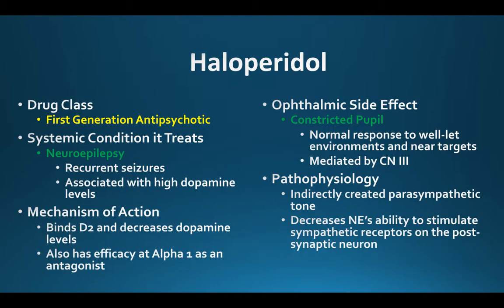So this drug doesn't act directly on the parasympathetic pathway. We'll discuss later the sympathetic pathway, but alpha-1 sympathetic receptors are sensitive to drugs like phenylephrine. Phenylephrine stimulates the iris dilator to make the pupil larger. Phenylephrine is then an alpha-1 agonist, but drugs like haloperidol can do the opposite, or can block the binding of norepinephrine. This decreases the innervation to the iris dilator, allowing for more parasympathetic tone or constriction of the pupil.